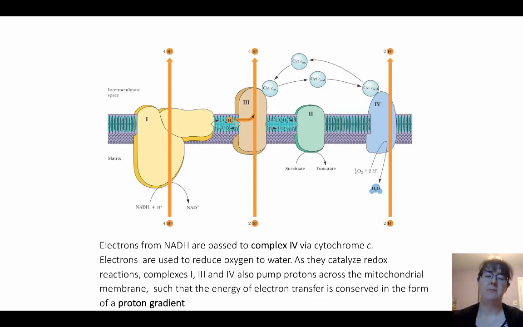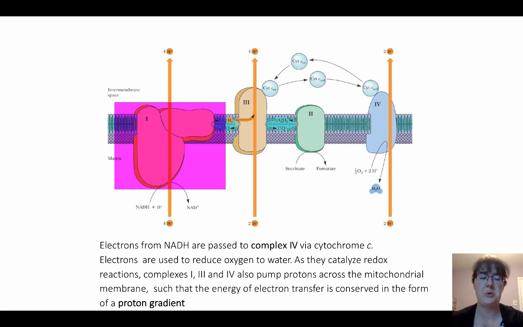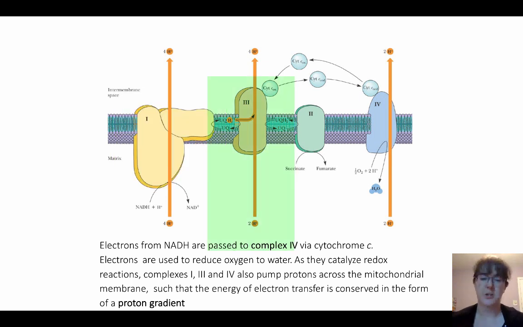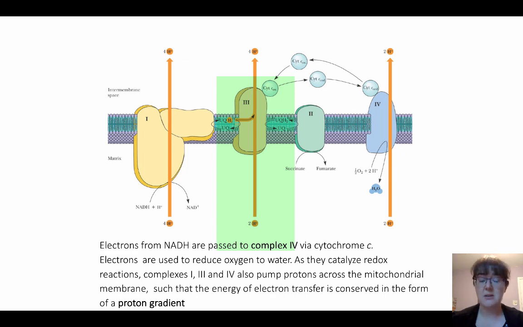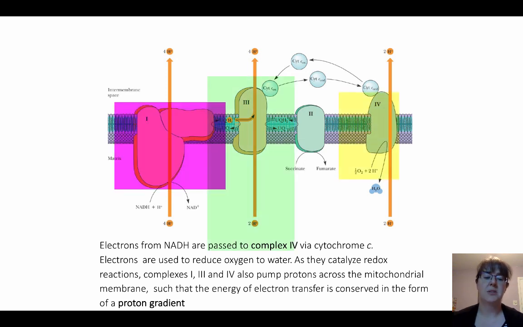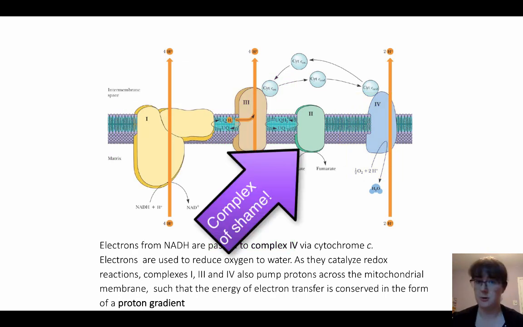So in the electron transport chain, electrons that moved from complex 1 into the ubiquinone pool to complex 3, and electrons that moved from succinate into complex 2, also to the ubiquinone pool to complex 3, are now gone to cytochrome C, where they're going to wind up in complex 4. These electrons are then going to be used to reduce oxygen to water. As they catalyze oxidation reactions, complexes 1, 3, and 4 are also going to be pumping protons across the mitochondrial membrane to give us that proton gradient. So do note and remember that complex 2 doesn't actually do any proton pumping.